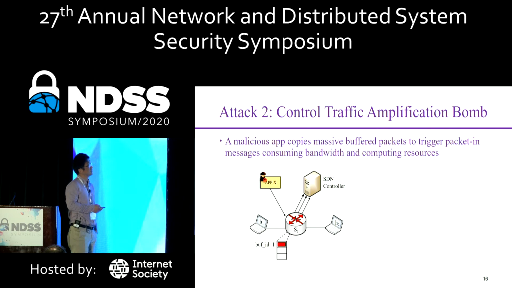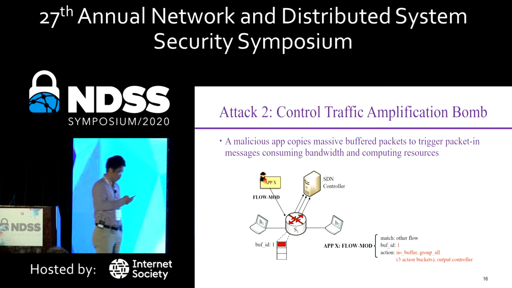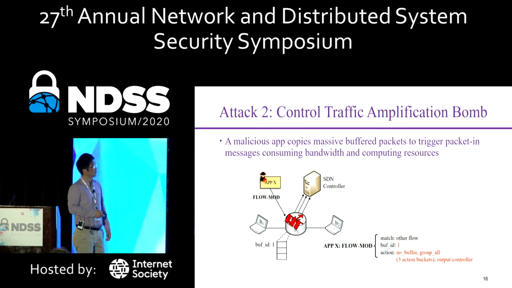The second attack, for a malicious app, is a packet-in flooding attack. The idea is, suppose there's one buffered packet here. The attacker sends a flow mod message saying no buffer, which means send the whole packet instead of only the header. And this group action means make 3 copies of this message and send all of them separately at the same time to the controller. So we will see the switch send 3 packet-in messages to the SDN controller.